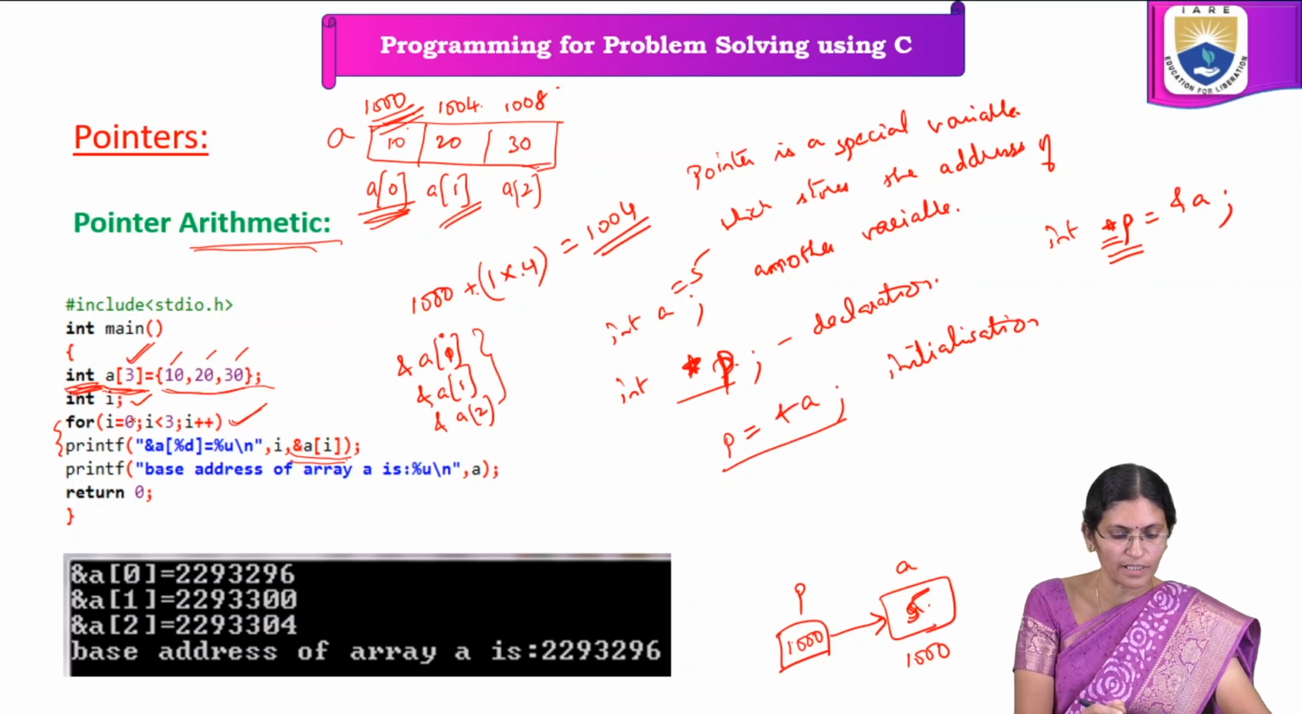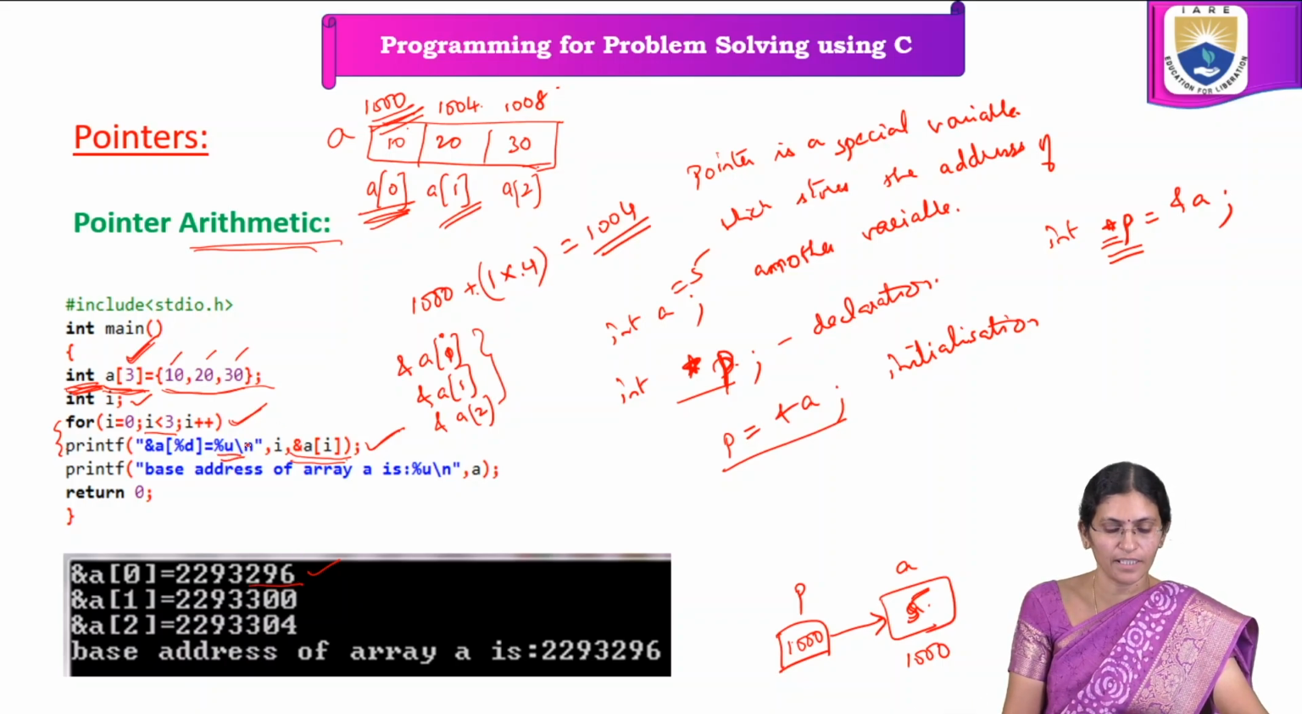So the initial value is I equal to 0 and I is less than 3, because 3 is the size of this array. So it will iterate from 0 to 2, with I plus plus. It will print the corresponding address of each element in the array. This is the output of this printf statement. Ampersand A of 0 is equal to 2293296. In order to print the address, we have used the format specifier %u.